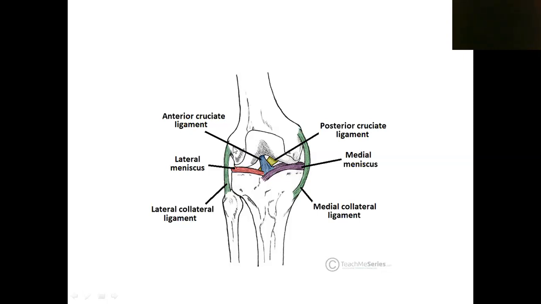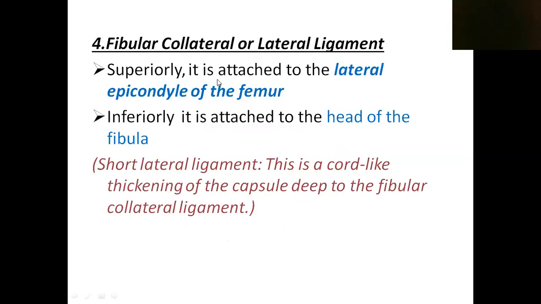This is the lateral side of the femur. So no doubt, this is the lateral condyle of the femur. So the lateral epicondyle, and the lower end is connected to the head of the fibula. This one is the head of the fibula. So this ligament is what we call the fibular collateral ligament. Superiorly it is attached to the lateral epicondyle of the femur. Inferiorly it is attached to the head of the fibula.